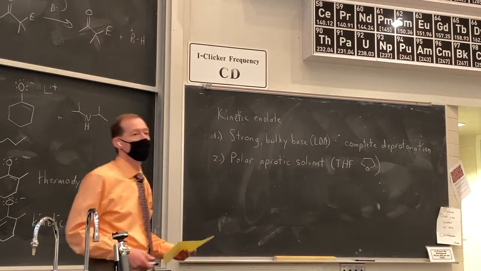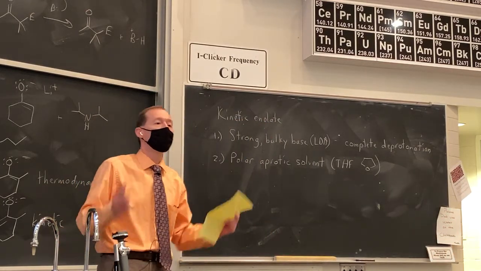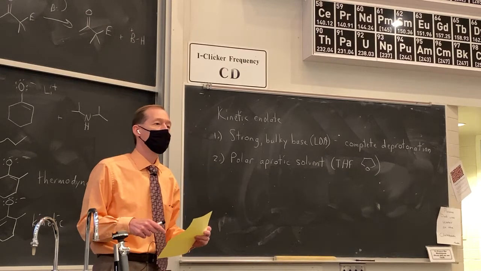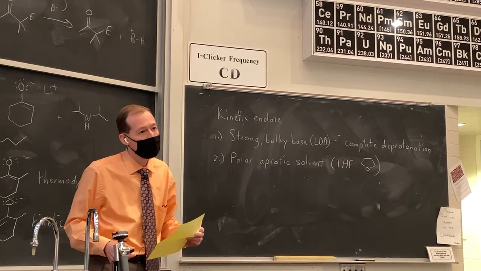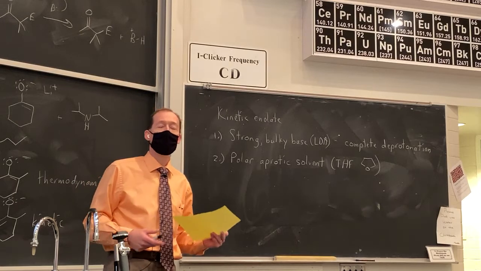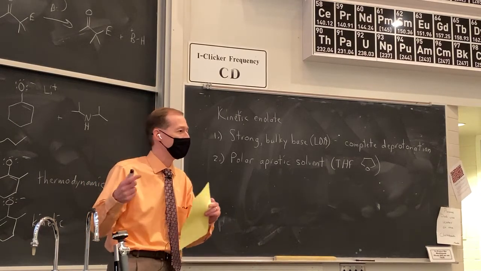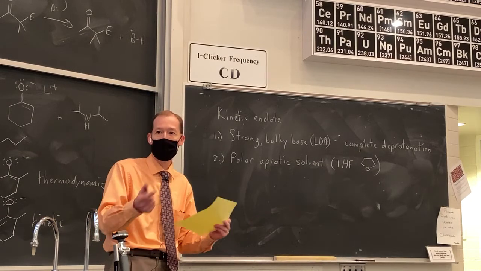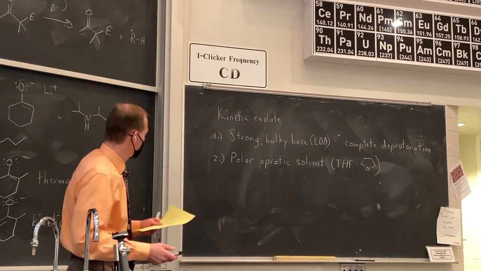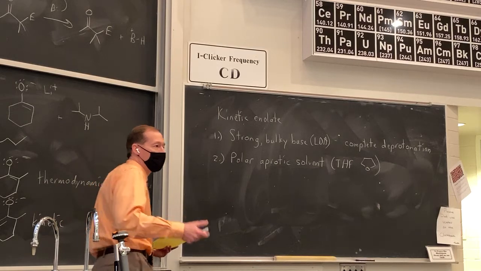But what would happen if we used a polar protic solvent? What if we made, yes, Trent? Exactly. A polar protic solvent such as methanol or ethanol would protonate the enolate and get us back to the ketone. That's not what we want in this case. And so we need a polar aprotic solvent.